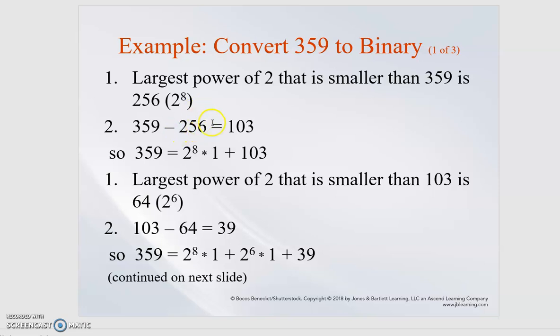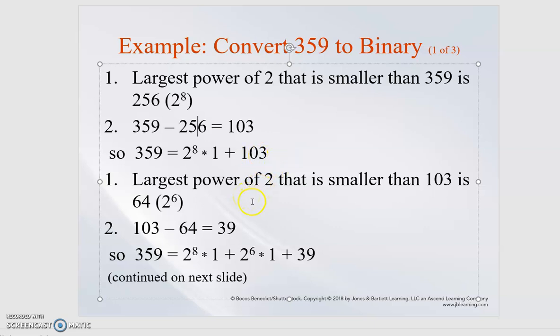359 minus 2 to the power of 8, which we know is 256, becomes 103. So we can represent this 359 in another format, saying that 359 equals 2 to the power of 8, which we know is 256, but there is a remainder of 103 to become 359. So we have to add that, right? Plus 103. Okay, so we're showing it in another way, saying 359 can be represented as 2 to the power of 8 times 1 plus 103.